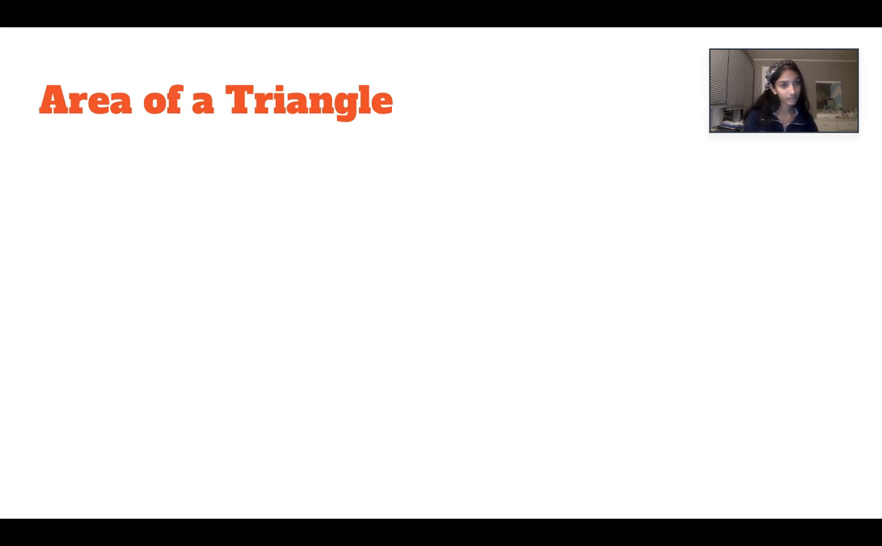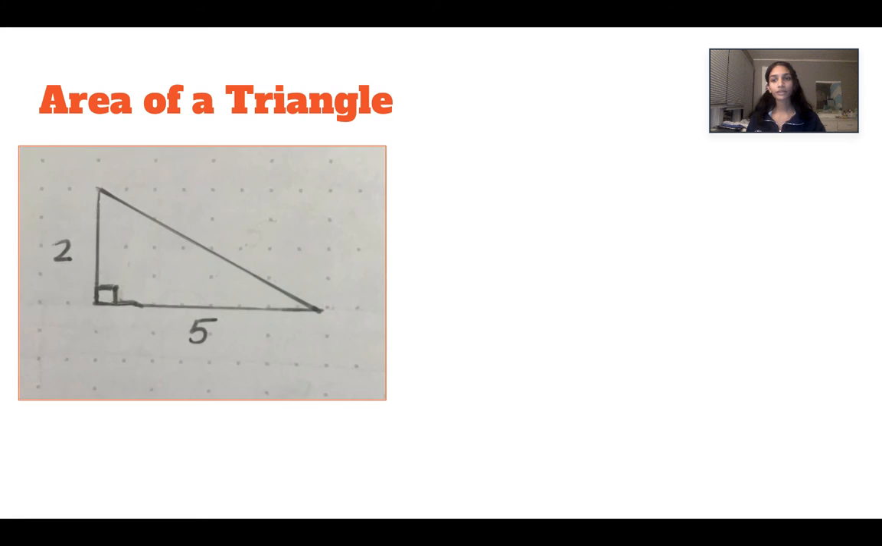Now we're going to find the area of a triangle. So here we have a triangle where the height is 2 and the base is 5. If you remember before, in the area of a rectangle, we had a rectangle that had the base is 5 and the height is 2. This triangle is basically that rectangle cut in half.